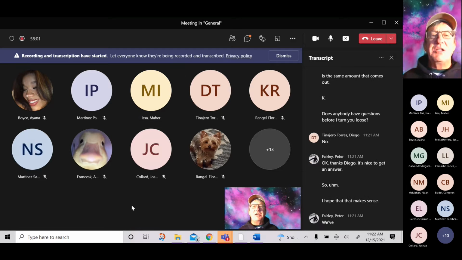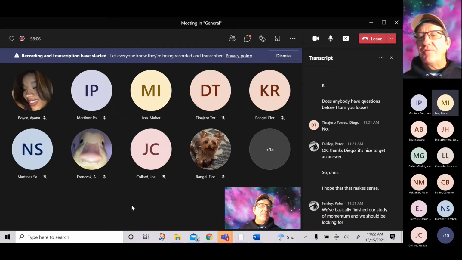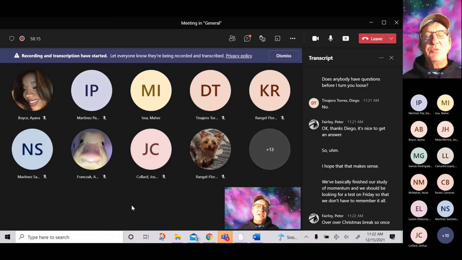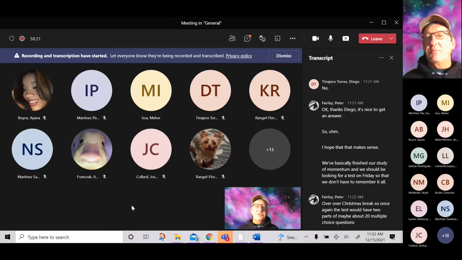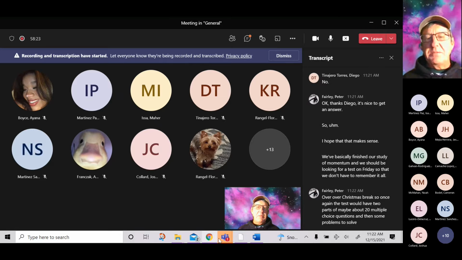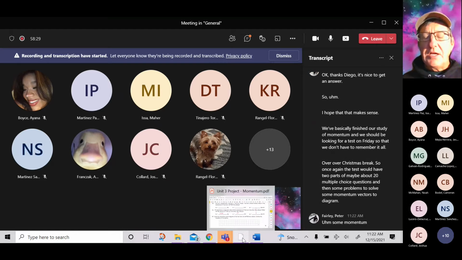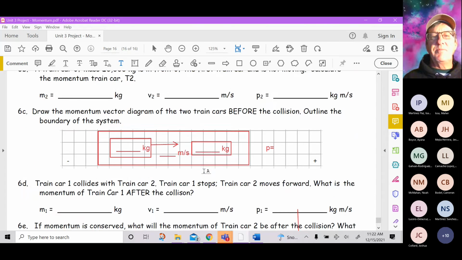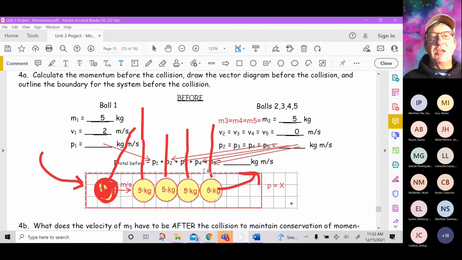We've basically finished our study of momentum, and we should be looking for a test on Friday so that we don't have to remember it all over Christmas break. So once again, the test would have two parts, of maybe about 20 multiple choice questions, and then some problems to solve, some momentum vectors to diagram, some momentum problems to solve, and basically your best study tool is going to be this right here. I will also make a practice test and post it on Teams for you to work with.